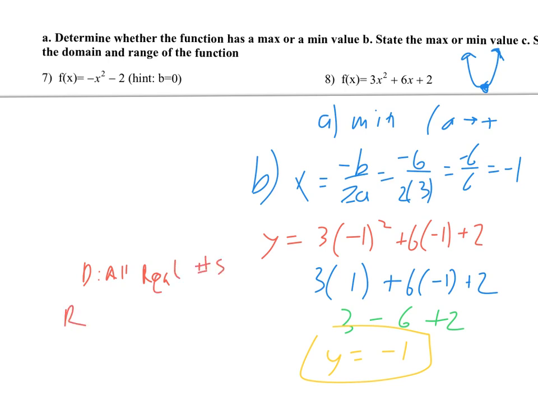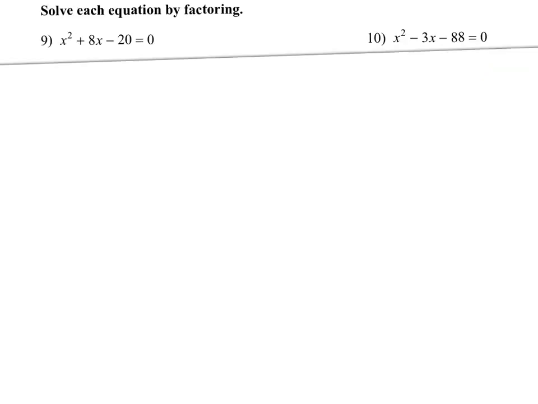And the range is really based on the vertex here. So I know my vertex is -1, -1, and then you can see that my y values go up from there. So I'm going to say y is greater than or equal to -1. All right, next up here, number 10.